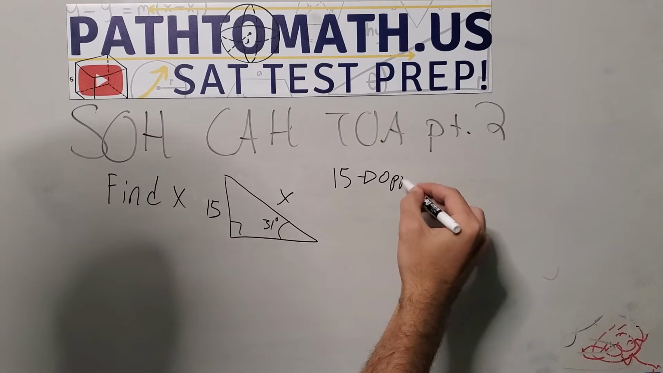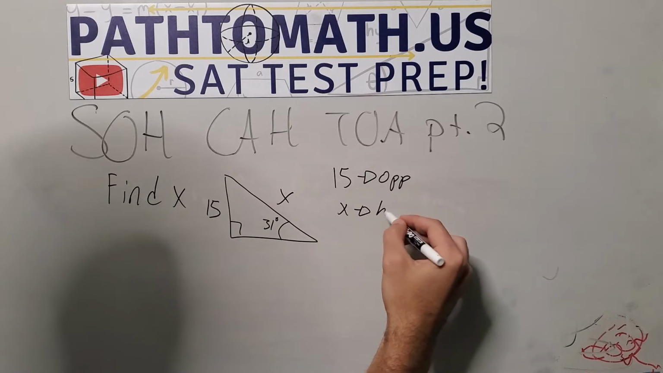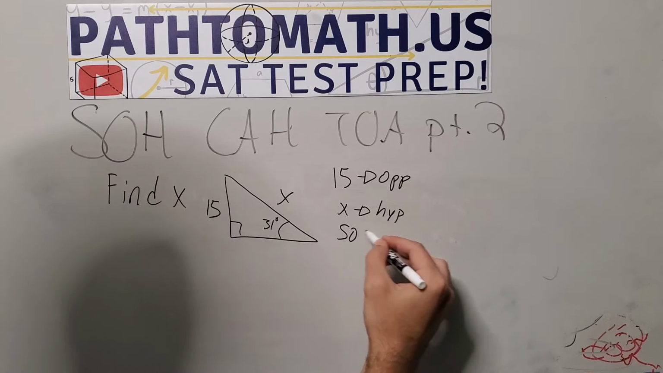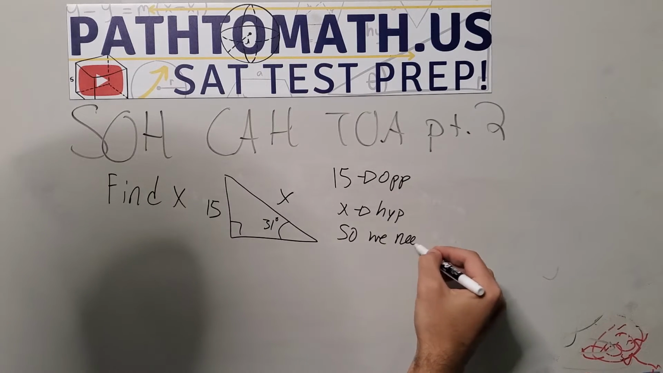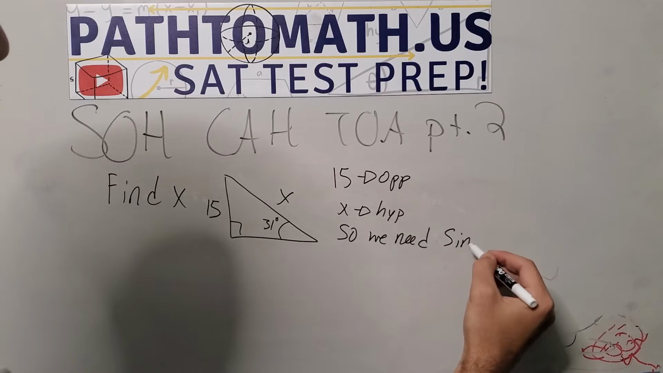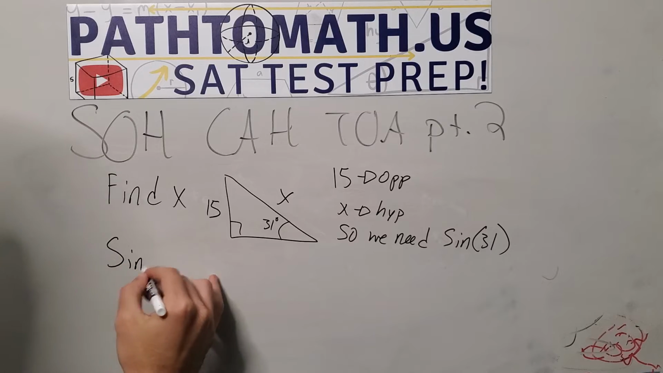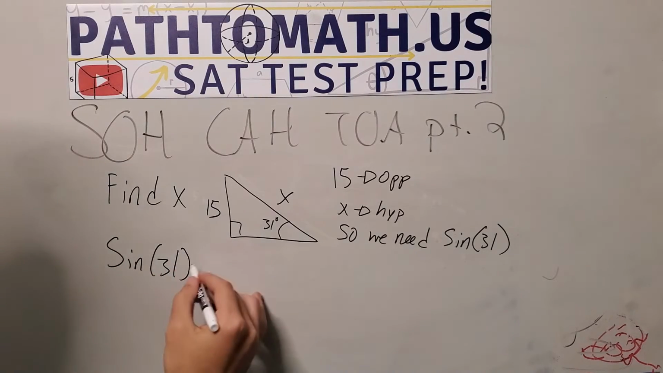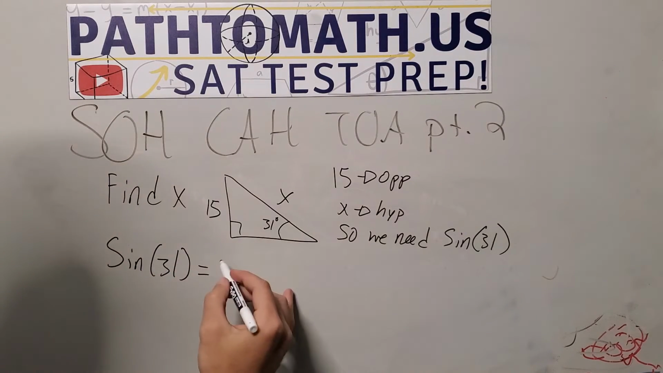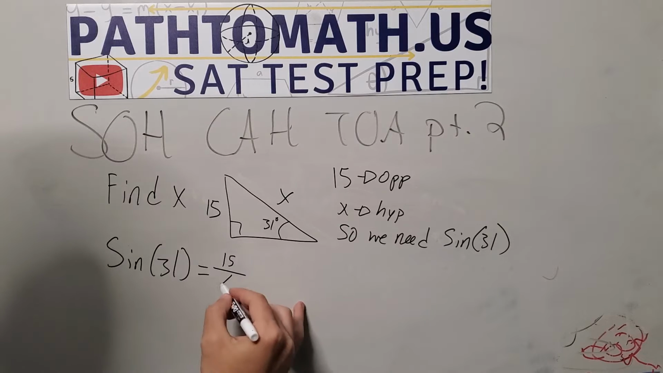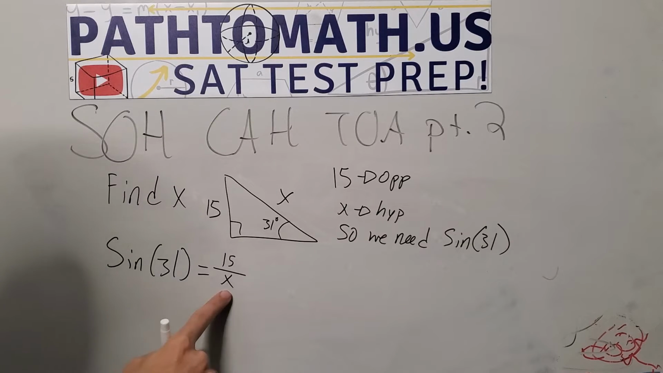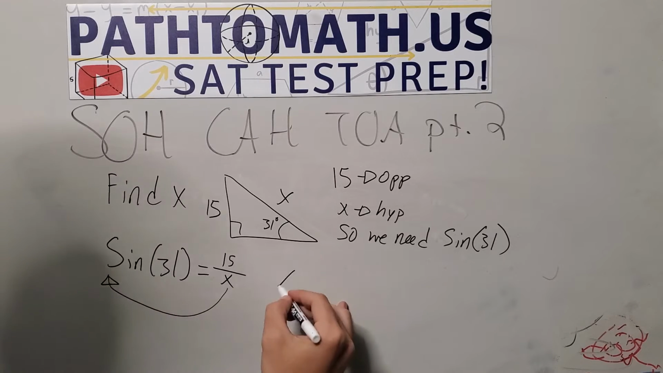In this first example, they gave us the angle equaling 31. Always identify what sides we have and what sides we need to find. 15 is the opposite to our angle that they're focusing on. Our x is the hypotenuse because it's the one that's across from the right angle. We understand that we have the opposite and hypotenuse, so we should use the sine function. That'll give us sine of 31 equals 15 over x.